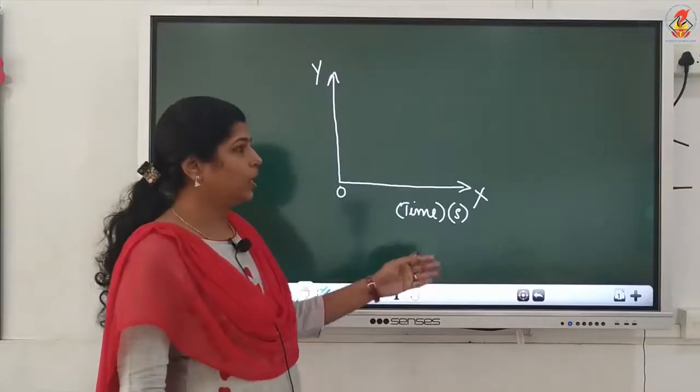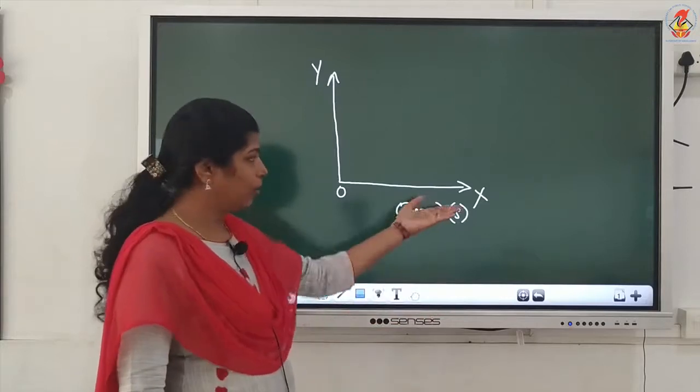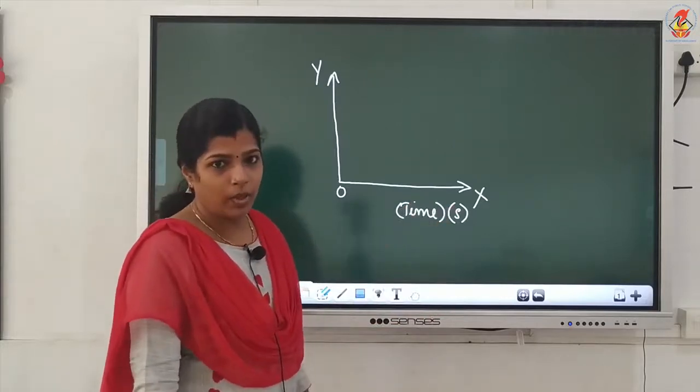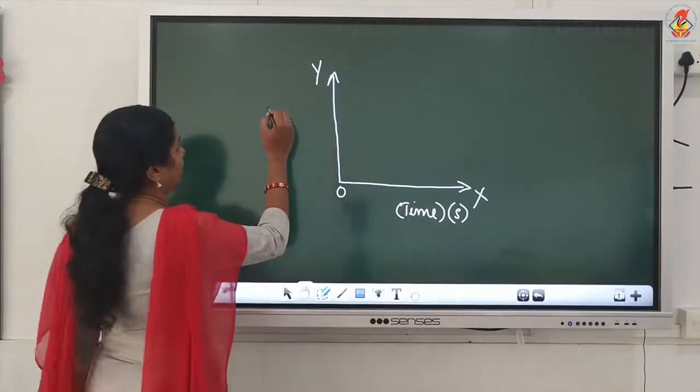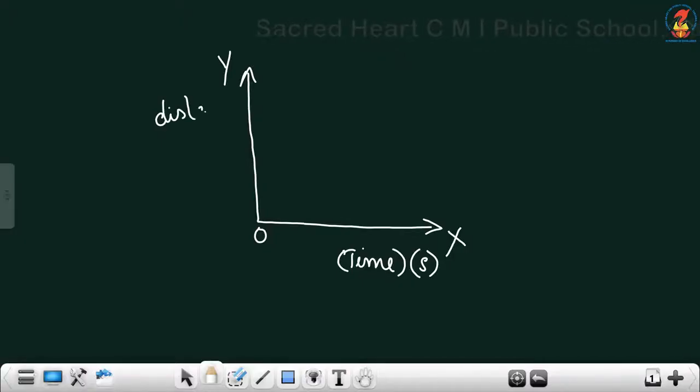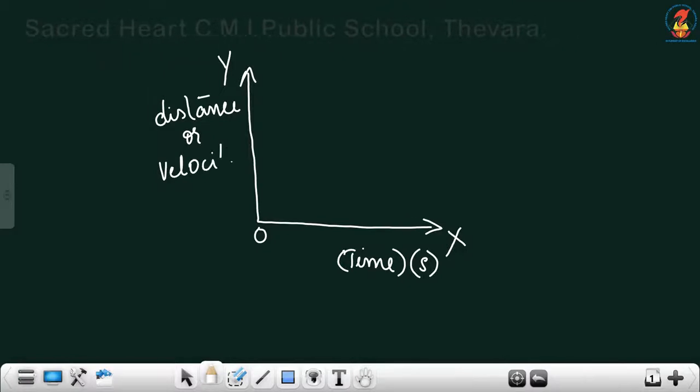If time is given in minutes, we can write minute. If it is given in hours, then we will write hour. Then along the y axis we will represent distance or velocity. If you are representing distance, then its SI unit is meter. If you are representing velocity, its SI unit is meter per second.